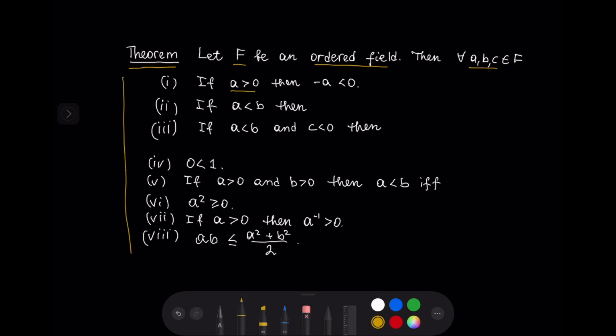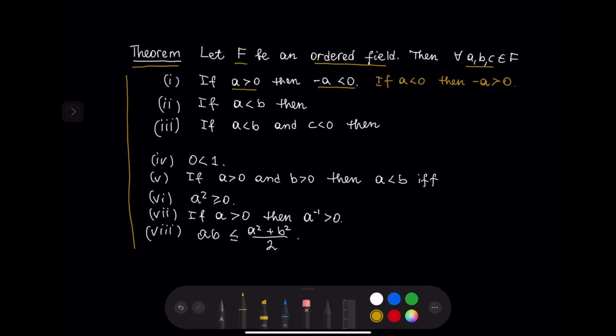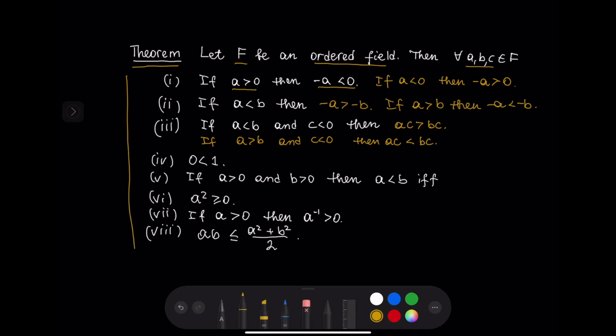If A is greater than 0, then minus A is less than 0. And also if A is less than 0, then minus A is greater than 0. The second property is that if A is less than B, then minus A is larger than minus B. Also, if A is larger than B, then minus A is less than minus B. So we basically have to change the sign of the inequality if we multiply it by -1. The next property is that if A is less than B and C is less than 0, then AC is larger than BC. Also, if A is larger than B and C is less than 0, then AC is less than BC. So if we multiply an inequality by a negative number, we have to change the sign of the inequality.